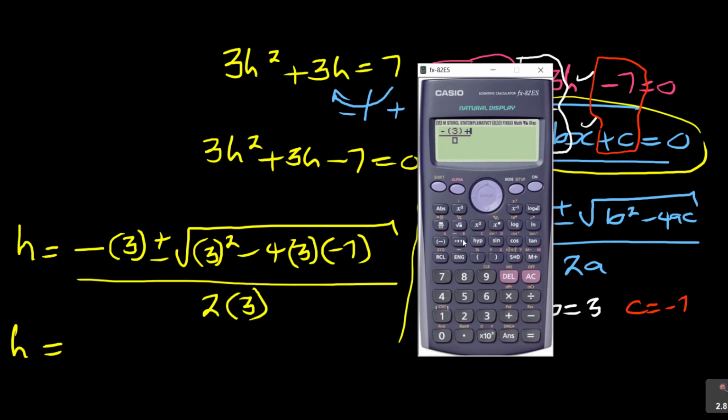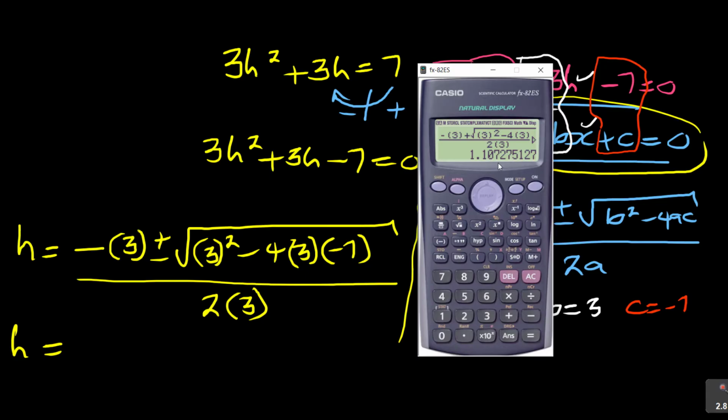Plus, start with a plus. Square root of 3 squared minus 4, a is 3, c is negative 7. Then all over 2 and 3. Alright, equal to. Then you get this, but press SD. They say 3 decimal places, which is 1.107.